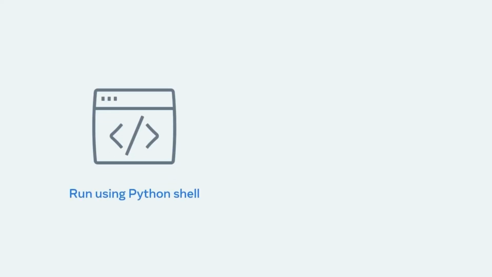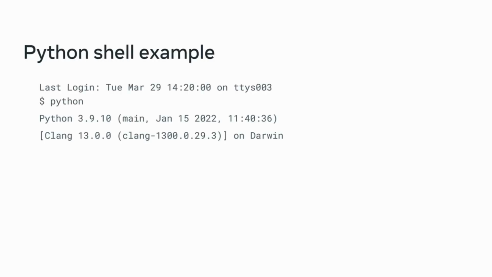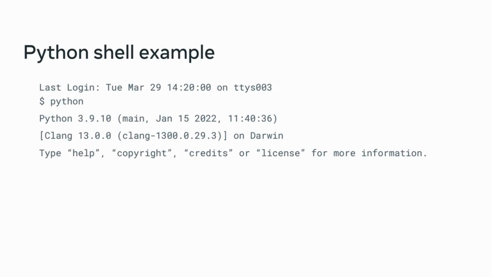Let's explore the two main ways to run Python programs. The first way is using the Python shell, and the second way is to run a Python file directly from the command line terminal. The Python shell is useful for running and testing small scripts. For example, it allows you to run code without the need for creating new .py files. You start by adding snippets of code that you can run directly in the shell.